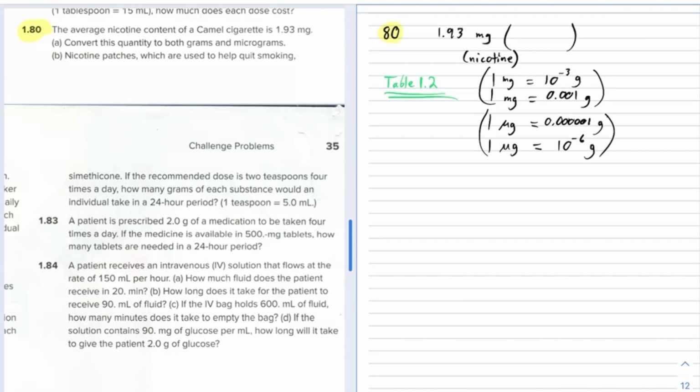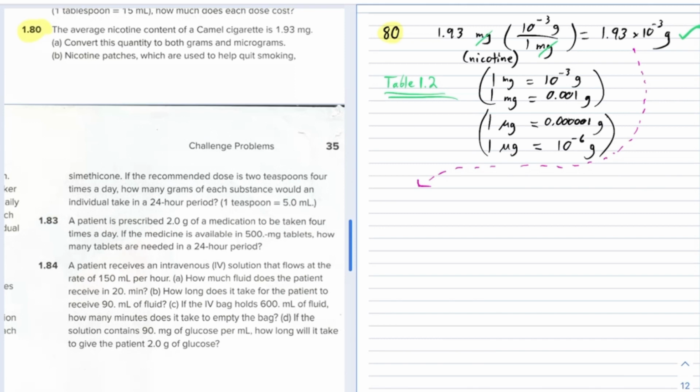Okay, so 10 to the minus third grams is 1 milligram, and that cancels the milligram units. And now you've got 1.93 times 10 to the minus third grams. So that's the first one. Check. And then to get to micrograms, we can just take our answer and go one step further.